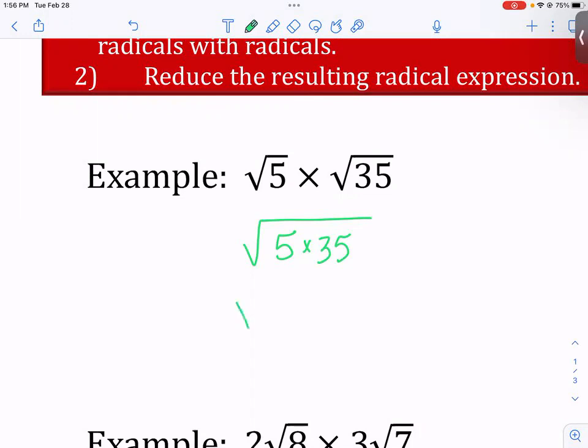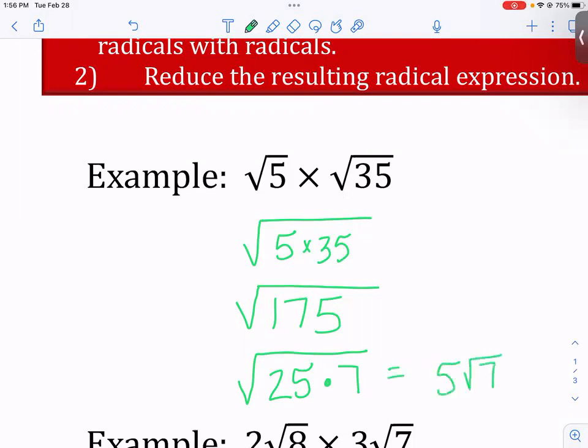What is 5 times 35? 175. It just simplifies to get smaller. So here we go. 175. Is that a number that is divisible by a perfect square? It's 25 times 7. Yes. They got the square. Okay. So we have 5 radical 7.